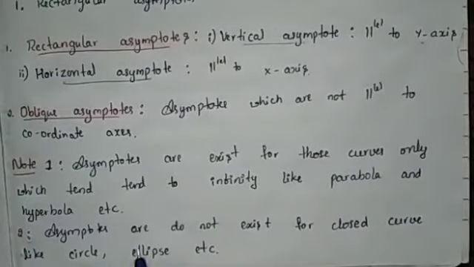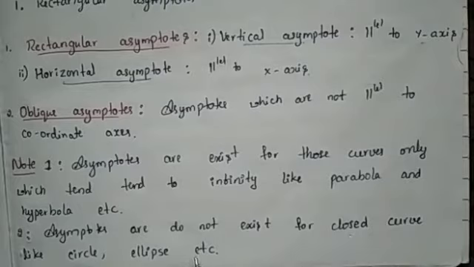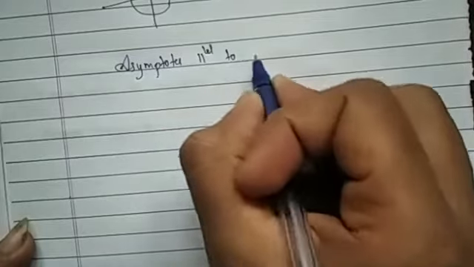Therefore, we can say that asymptotes do not exist for closed curves like circle, ellipse, etc. Okay, the next concept is asymptotes parallel to coordinate axes.